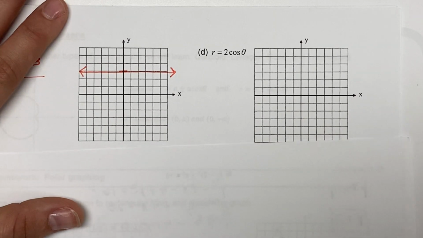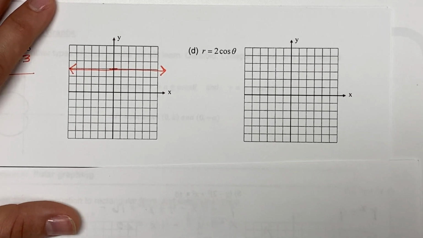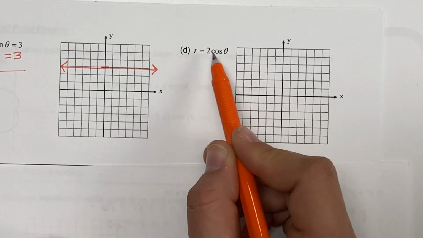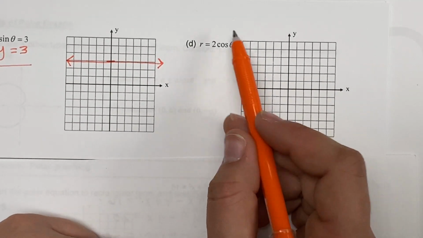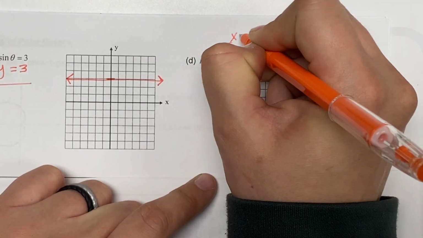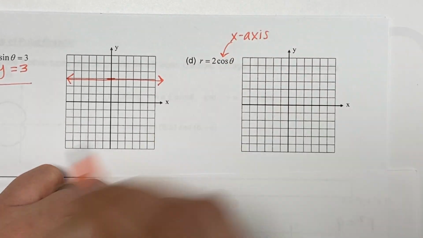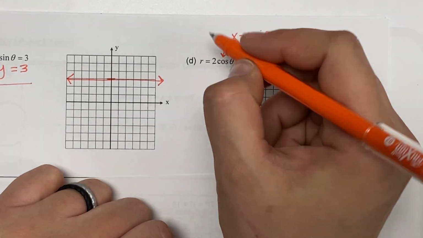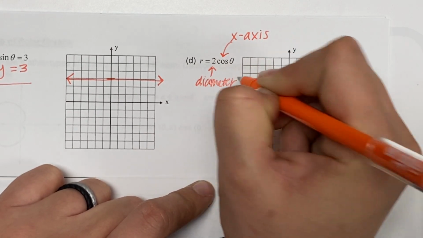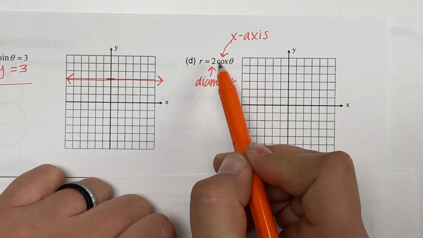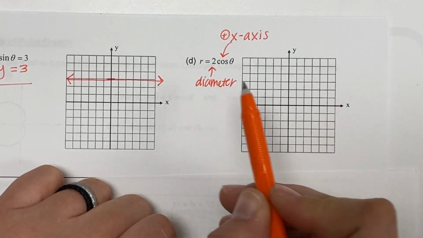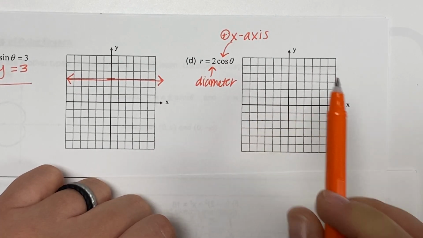Okay, r equals 2 cosine theta. This isn't one where we can switch it into x or y because the cosine isn't with the radius. This is where things get a little tricky. Cosine means we're going to be on the x-axis. The 2 represents the diameter. Since this is a positive equation, we're going to be on the positive x-axis. So that's over here. If this had said -2 cosine theta, I'd be over here.